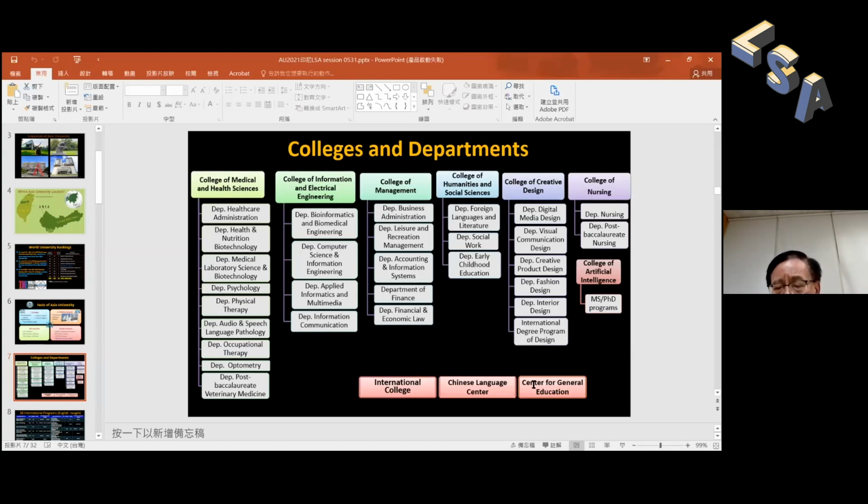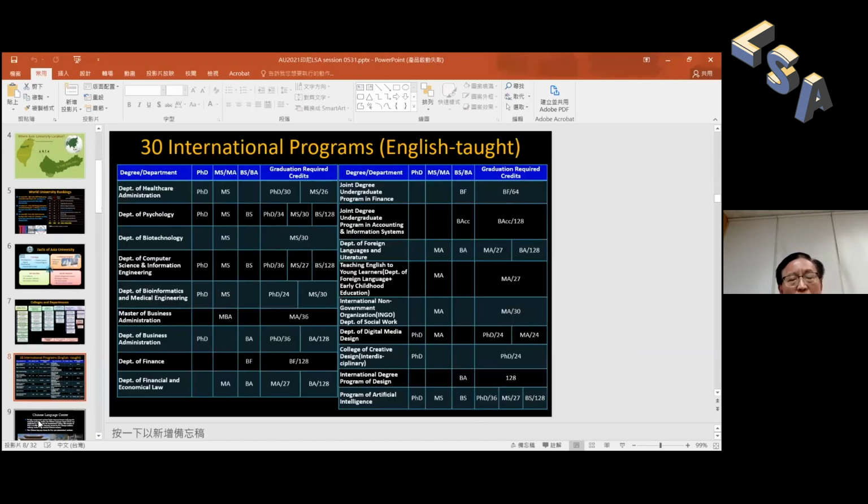We have one Center for General Education. This is for university required courses. And we also have the International College taking care of the international students. And here is the so-called 30 English-taught programs from PhD to bachelor. So we have altogether 30. In other words, if your students' Chinese, their Mandarin, is not good enough, they can come over just to study in the English programs.